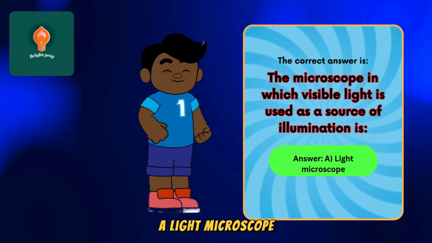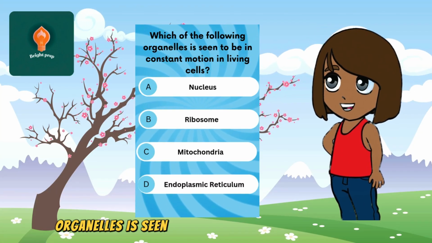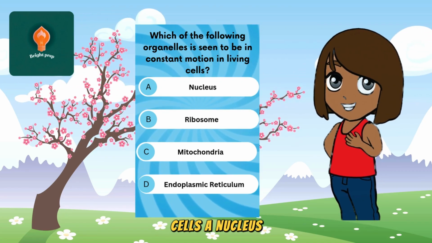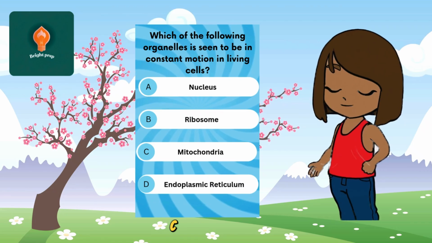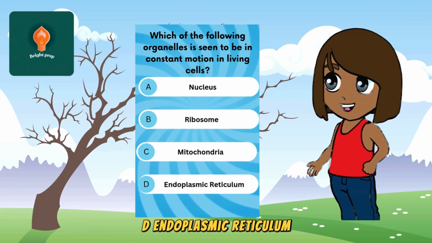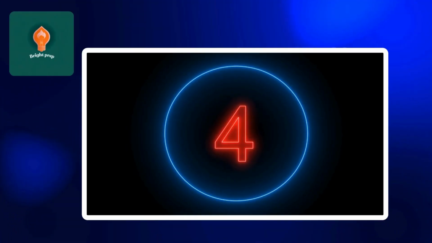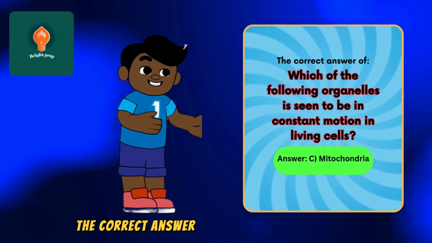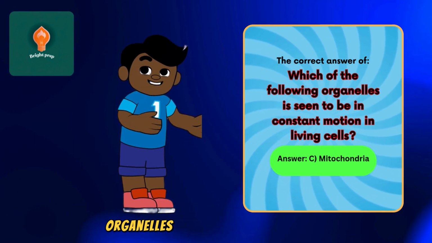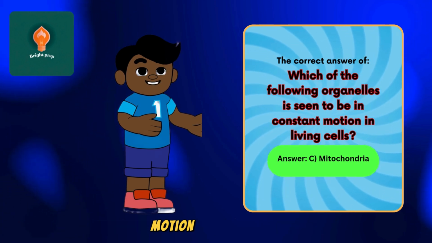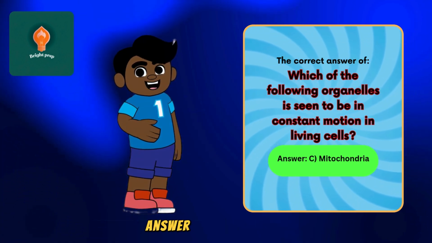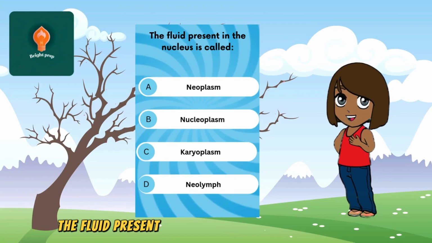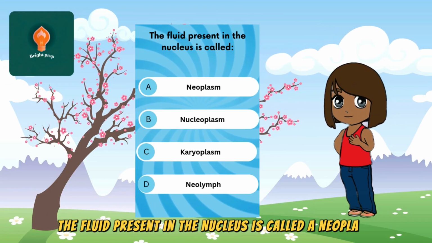Light microscope. Which of the following organelles is seen to be in constant motion in living cells? A. Nucleus, B. Ribosome, C. Mitochondria, D. Endoplasmic reticulum. The correct answer of which of the following organelles is seen to be in constant motion in living cells? Answer C. Mitochondria.